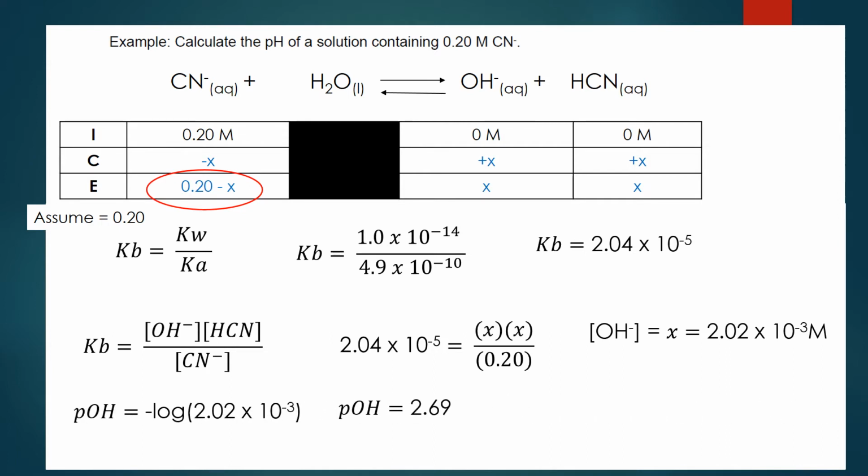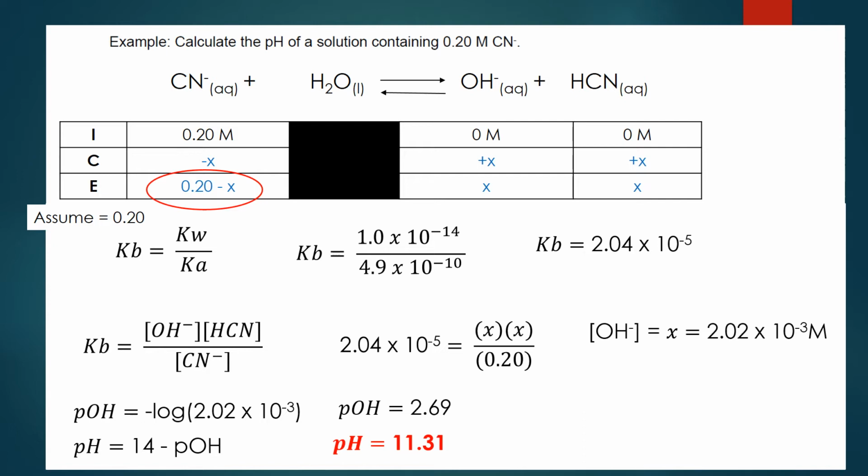Last step with this is that we're going to take the negative log of that concentration of hydroxide so that we can get that to a pOH. And then the last step is, because it's asked for a pH value, because almost nobody talks in pOH values, we're going to take 14 minus 2.69, and we get a final value of 11.31. There we go, solving the question.